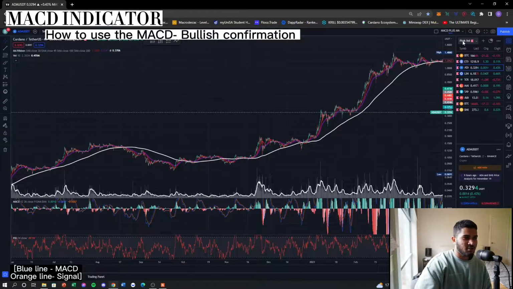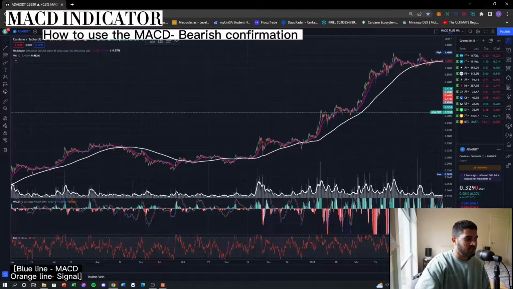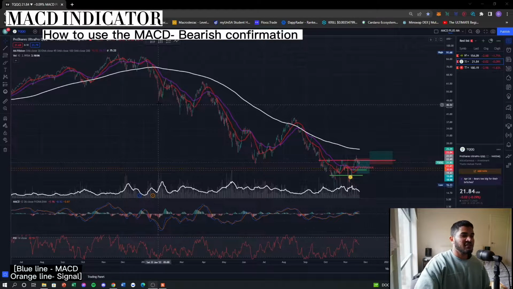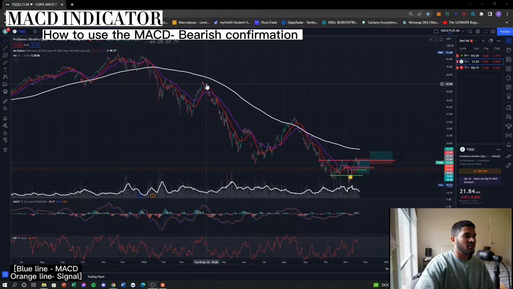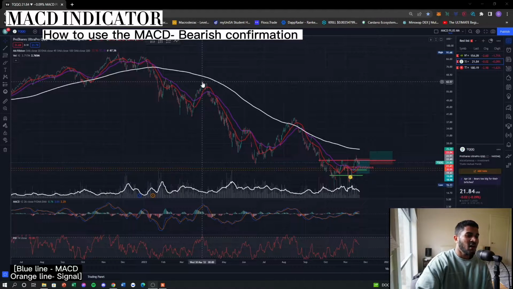It could potentially change probably sometime next year, but at the moment we are in a bearish environment. So how to use this in a bearish environment? Let's just go through some examples. The very first example that we can use is TQQQ, which is a triple leverage Nasdaq ETF.